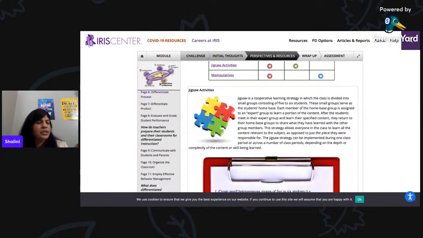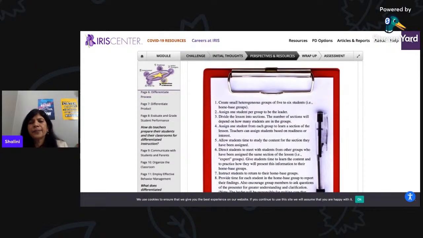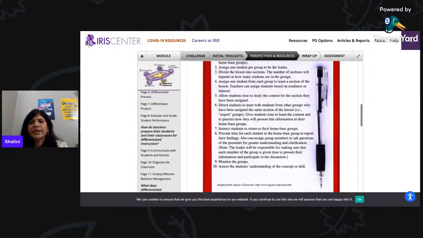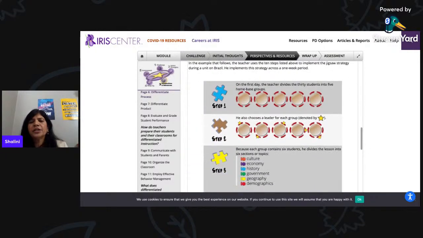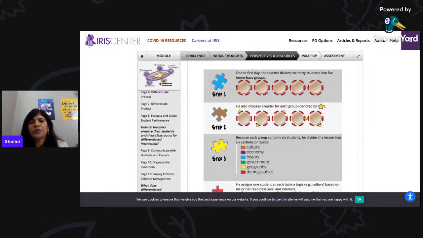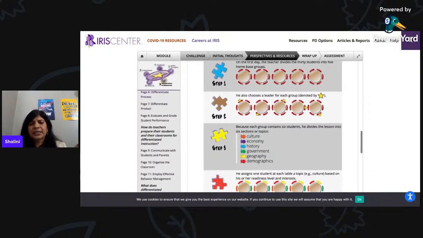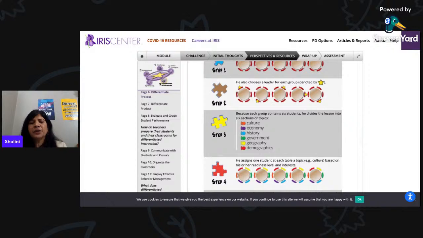So this jigsaw activity works like, we have some diagrams there. So what the teacher does is, suppose there are 30 students in the class or 25 students in the class, she puts them into different groups. And then she chooses one leader in each group. Then in each group, the topic that is being taught is divided into 6 parts, and the teacher assigns each part of that topic to the students based on what they are interested in. So it could be based on either their readiness level, interest, or their learning style. So in each group, then there are six children working on six different things.